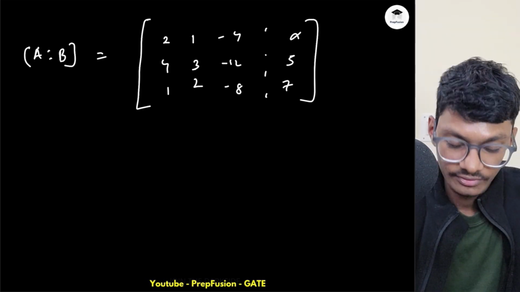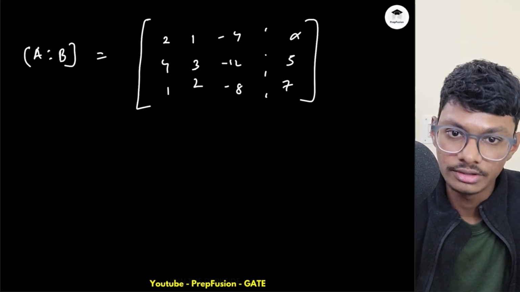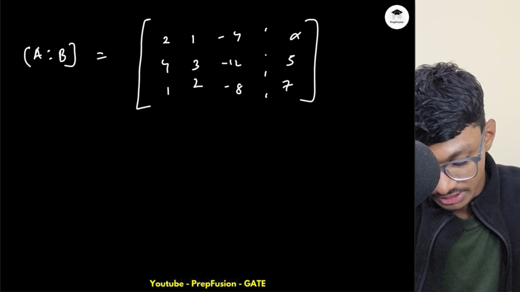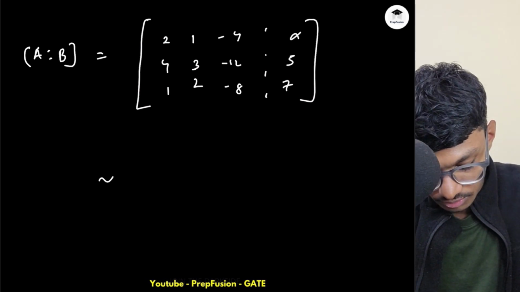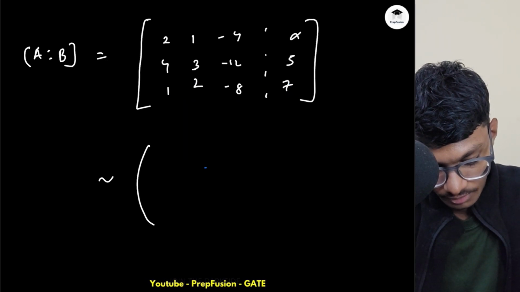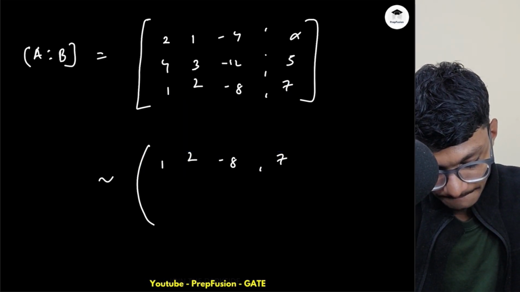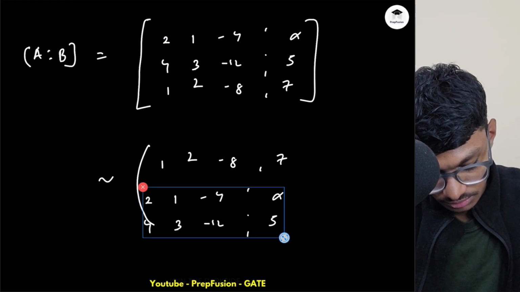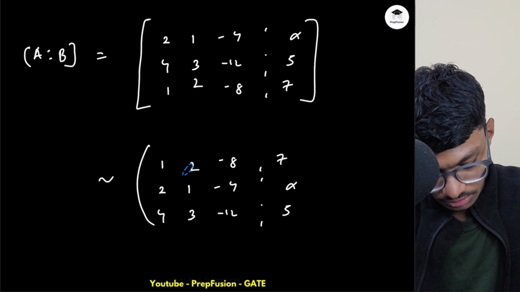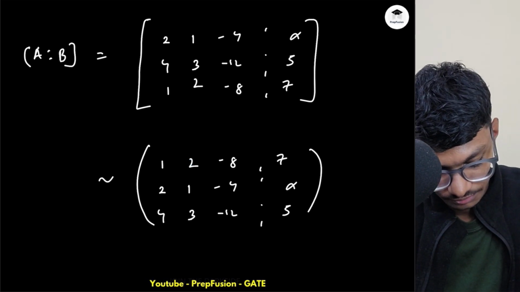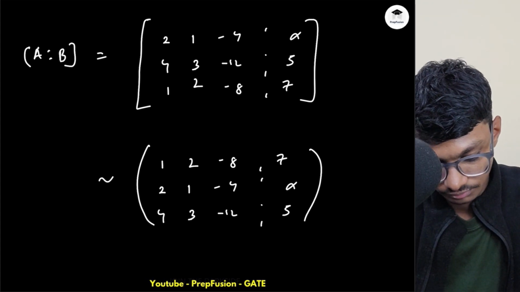Now can I convert it into row echelon format? If I want to convert it into row echelon format, first I want 1 at this point, right? So I will just interchange my rows. So this will be over here and this will be over here, right?